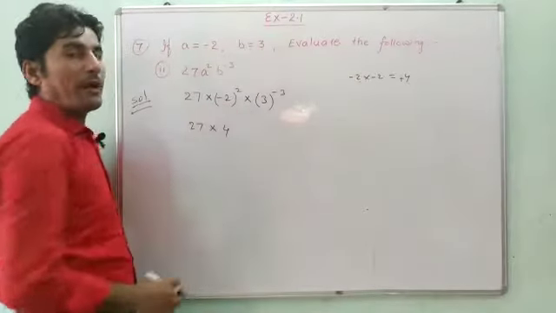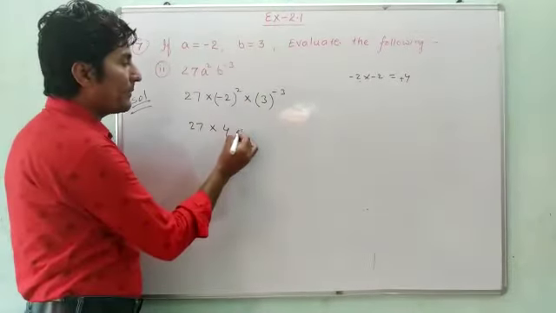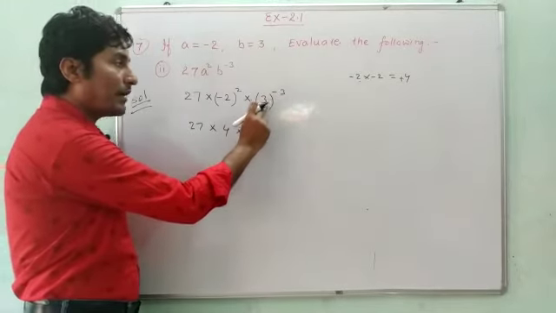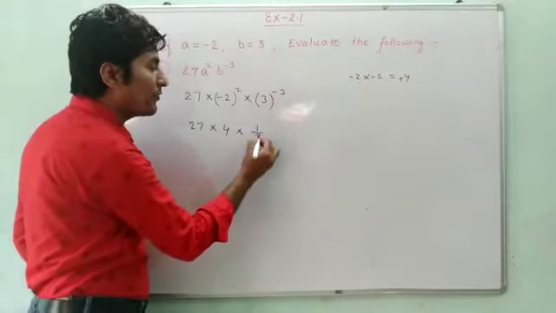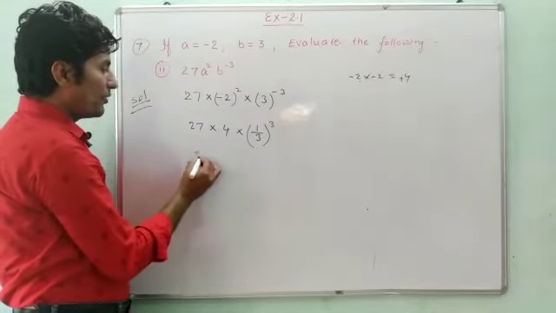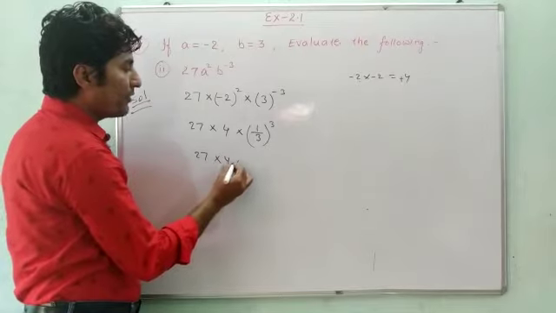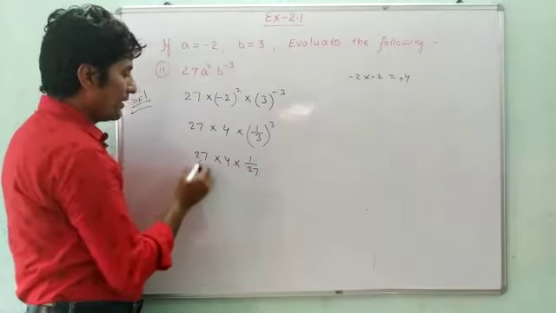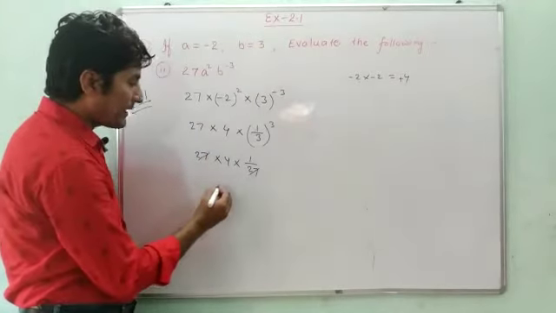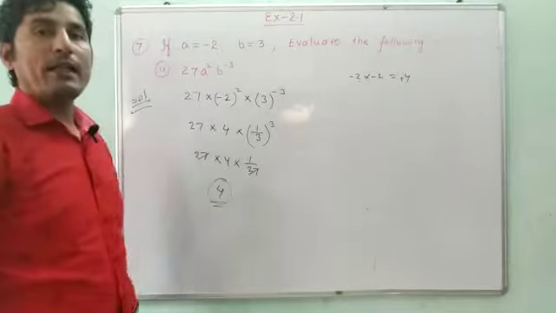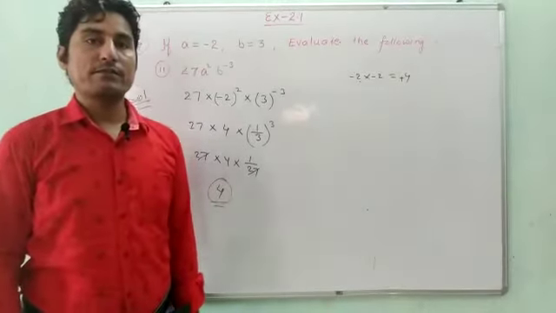So the square of minus 2 will be equals to 4 multiplied by, since we are having the negative exponent, so again we have to write the reciprocal of 3, that will be equals to 1 upon 3. Here we can write exponent 3. 27 will be as it is, multiplied by 4 into cube of 1 will be 1, cube of 3 will be 27. Now 27 both will cancel, finally we are having 4. So this 4 is the final answer for this question.